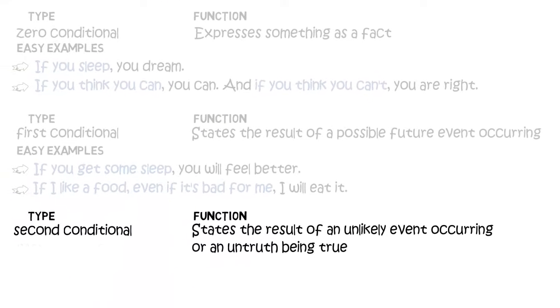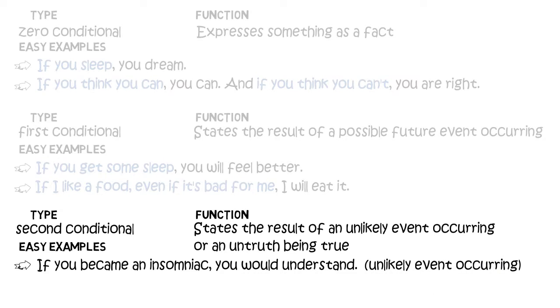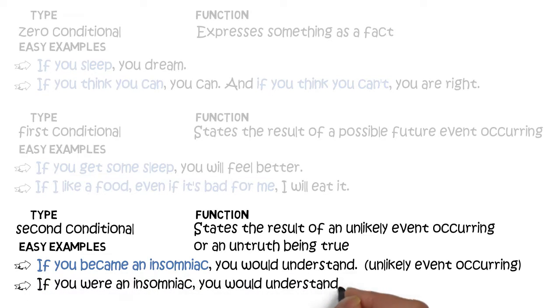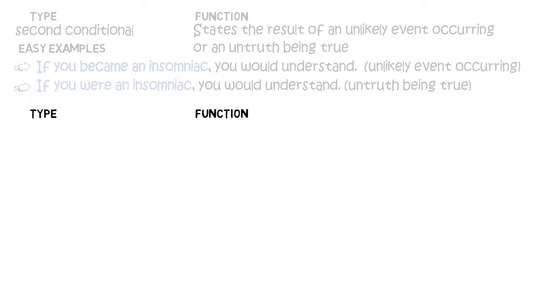Let's have a look at some easy examples. If you became an insomniac, you would understand. That's an unlikely event occurring. If you were an insomniac, you would understand. That's an untruth being true. So they're very similar ideas, but they're slightly different.